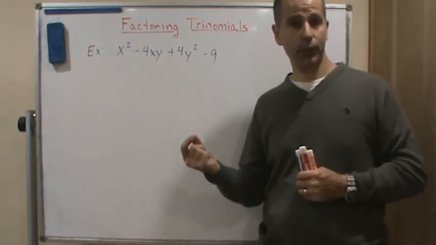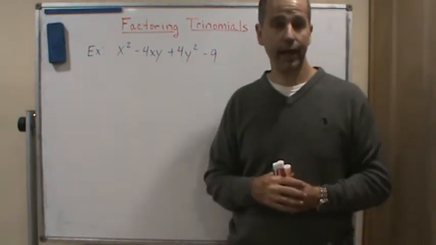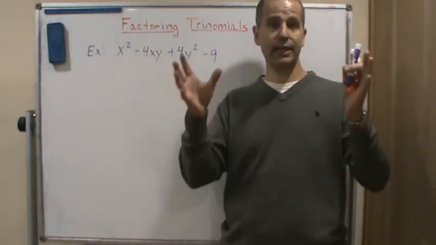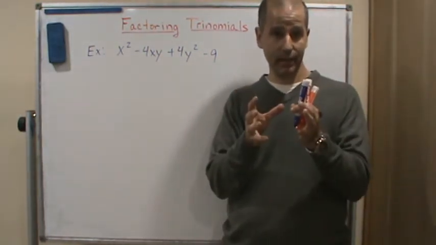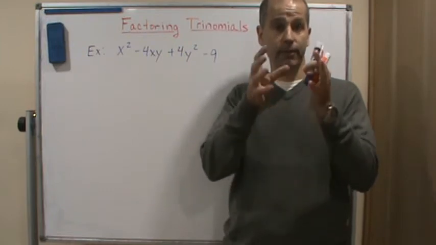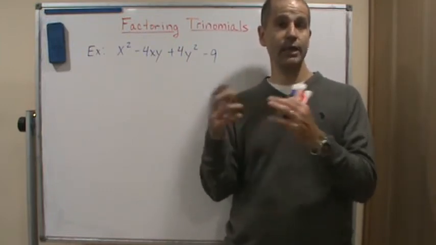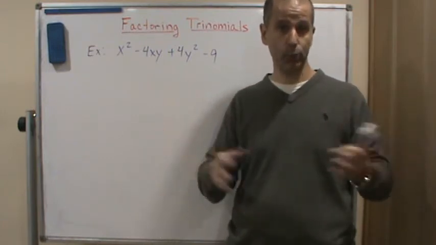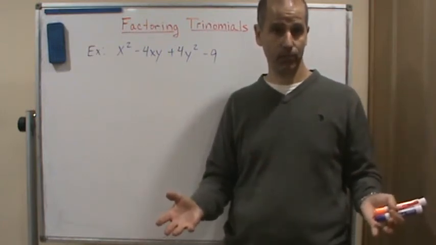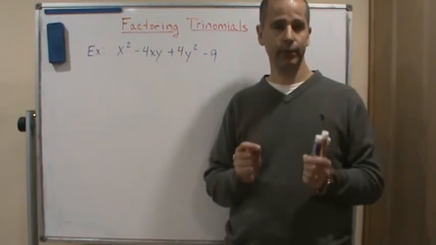If the leading coefficient is not 1, then it's the AC method and you take the product of A and C, you find factors of that product that add up to the middle term, and then you decompose the middle term and factor by grouping, and then you're done. Okay? It works every single time.